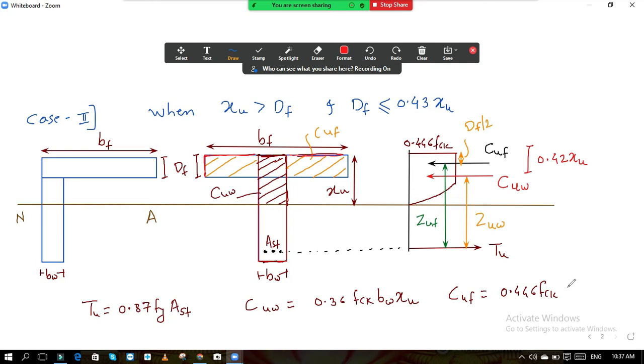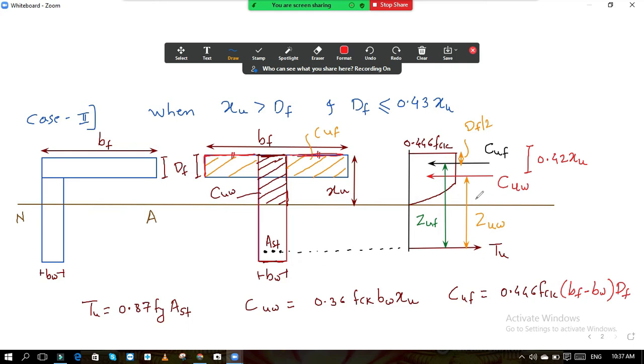Now the area over here, BF minus BW is my effective length from this side as well as from this side, and DF is the depth. So this is what we can say. This is my CU.